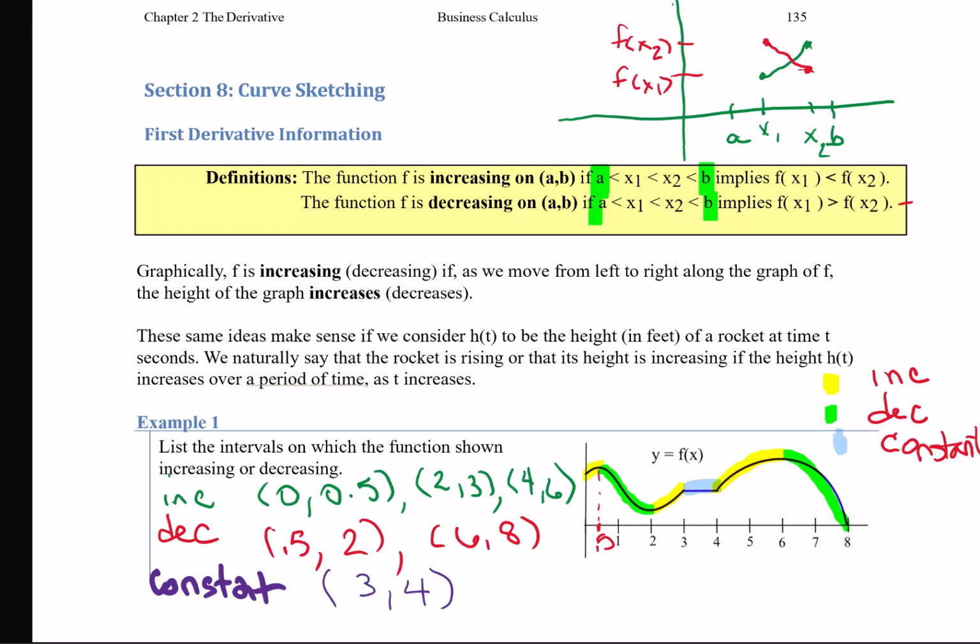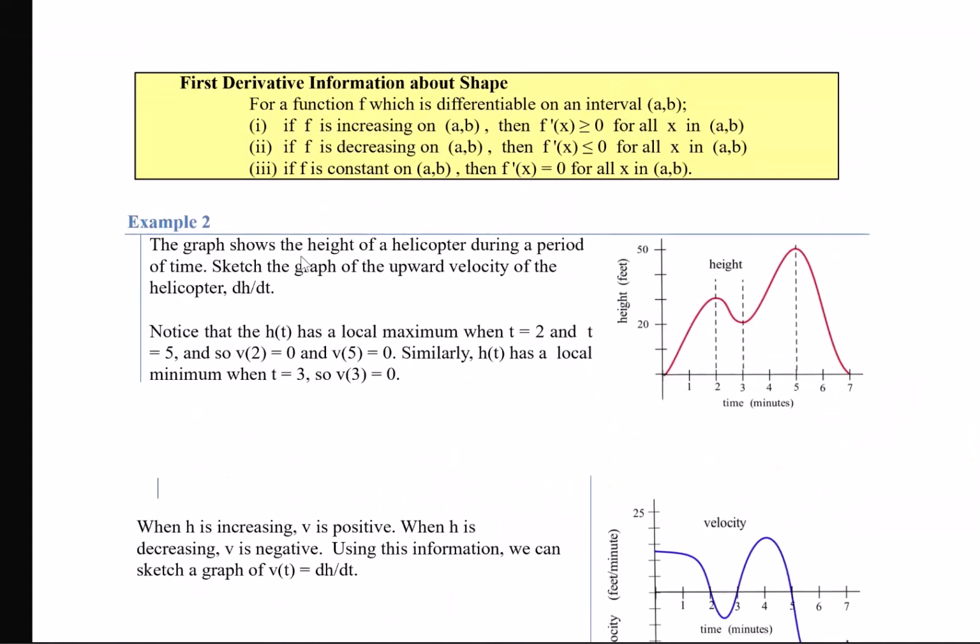Notice I always use parentheses, because I can't have it increasing and decreasing at 0.5. It's got to be one or the other. So we'll call 0.5 the point of transition, where it transitions from increasing to decreasing, and we don't include that anywhere.